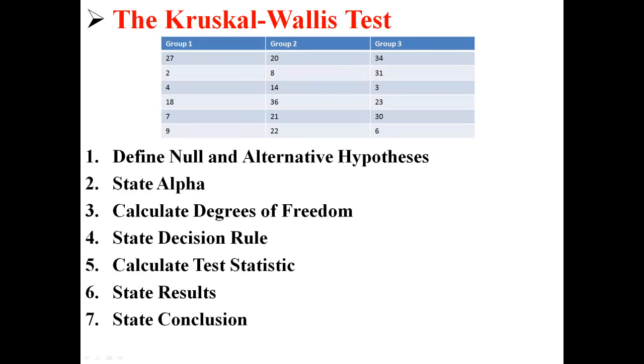Our Kruskal-Wallis test has 7 steps. First, we're going to define what our null and alternative hypotheses are. Next, we're going to state our alpha. Then we're going to calculate our degrees of freedom. Then we state our decision rule. Then we actually calculate the test statistic. And then finally, we state our results and our conclusion.